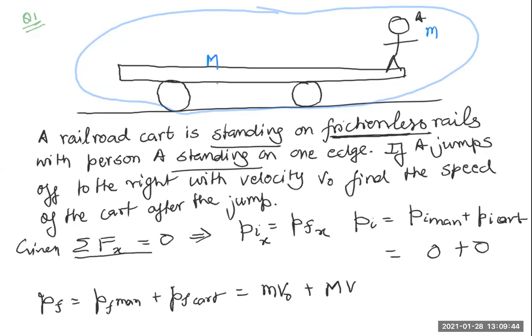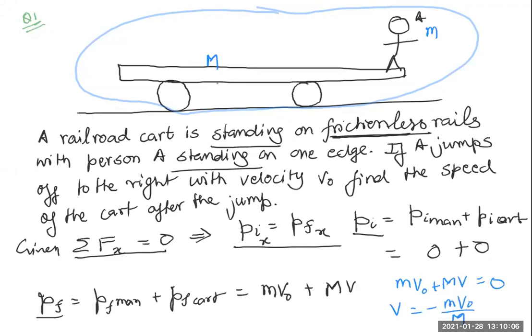Since Fx is 0, initial momentum must be equal to final momentum. This is initial momentum, this is final momentum. So we will get m v naught plus capital M V is equal to 0. V is equal to minus m v naught by capital M.